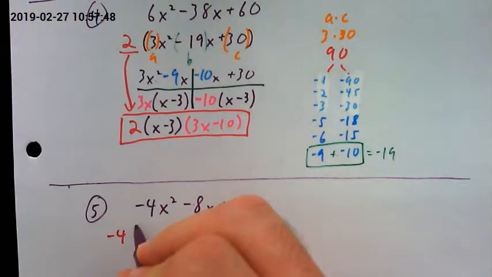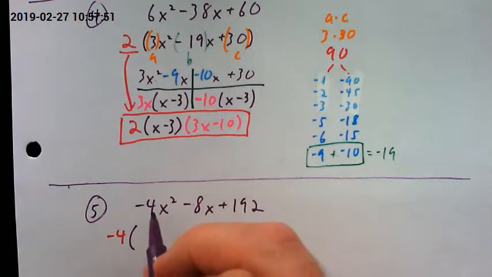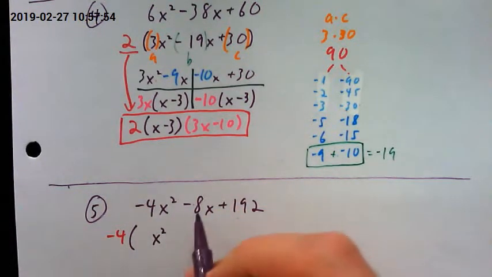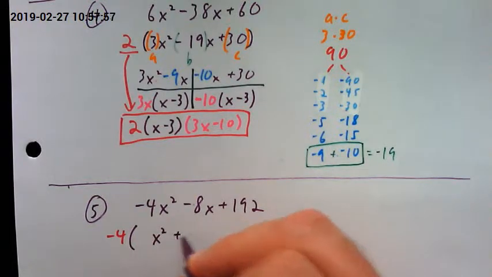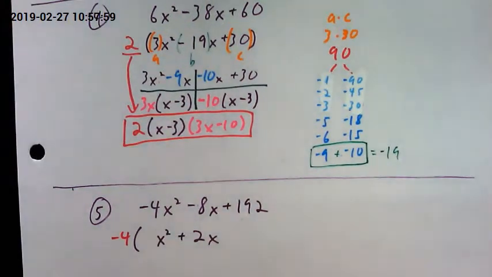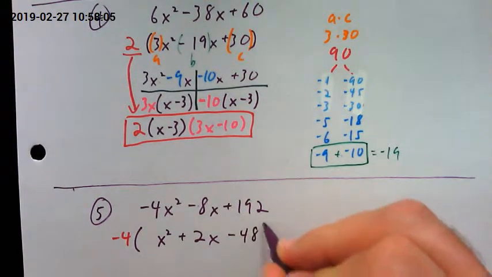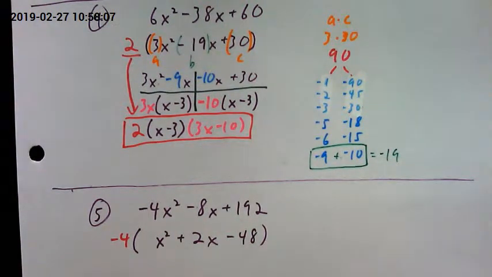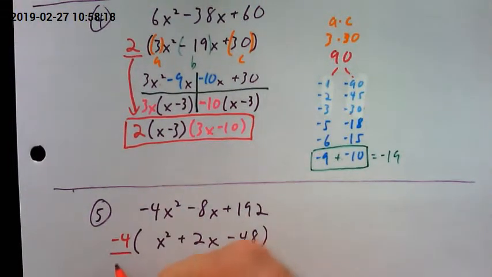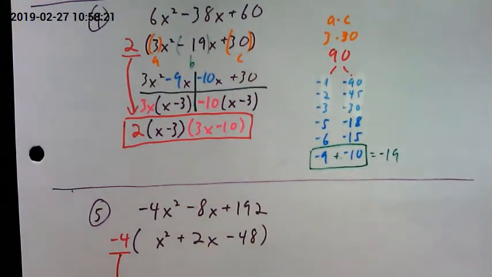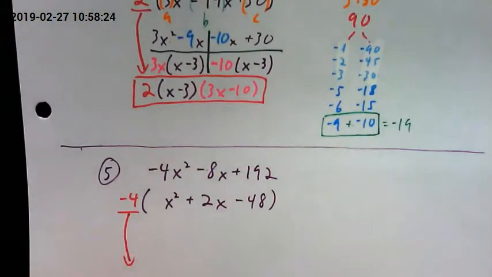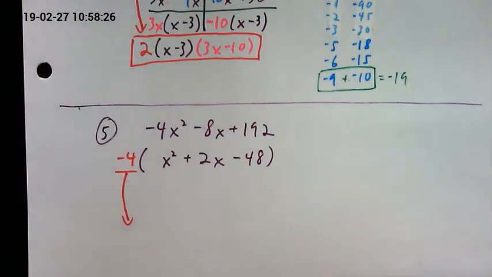It's going to come out. So divide this by negative 4, you're left with just x squared. Divide this by negative 4, you're left with positive 2x. Divide this by negative 4, we get negative 48. So again, that 4 will come all the way down. We'll worry about it later. And you treat everything the same.